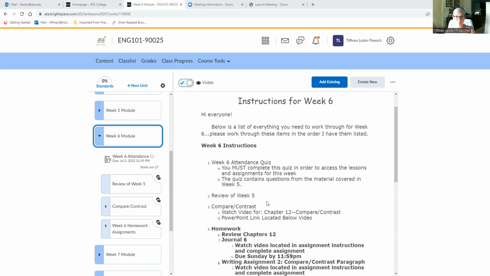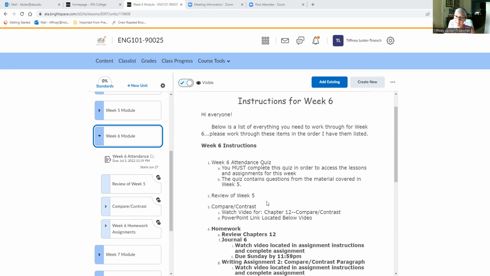This is a super important lesson. Last week's was also super important because a lot of students are not familiar with evaluation paragraphs. So that lesson is important because you have to learn about it. You need to know what an evaluation paragraph is in order to write one for your first writing assignment. Here in week 6, we're switching gears and we're going to learn about compare contrast.